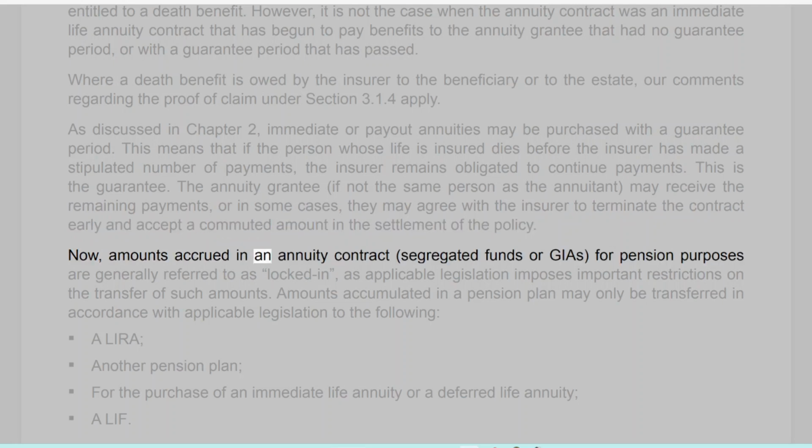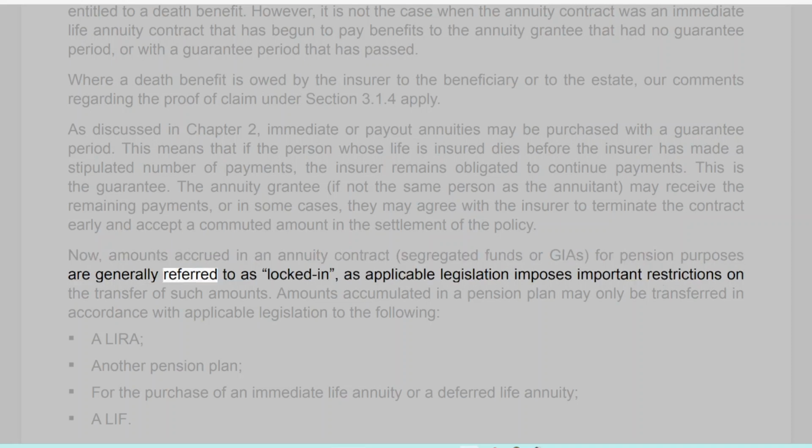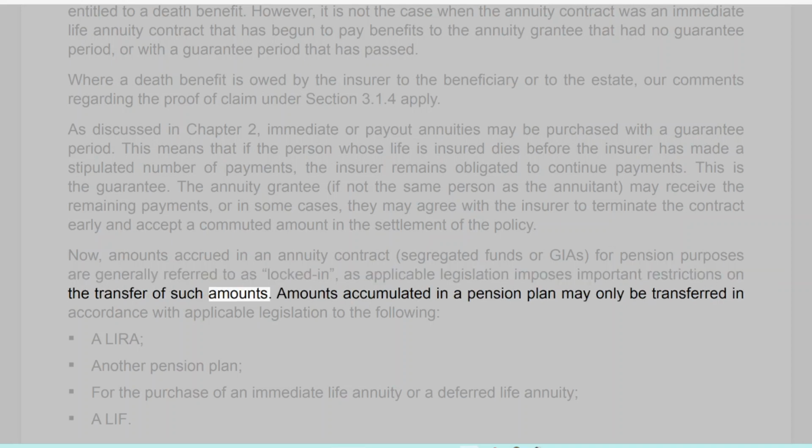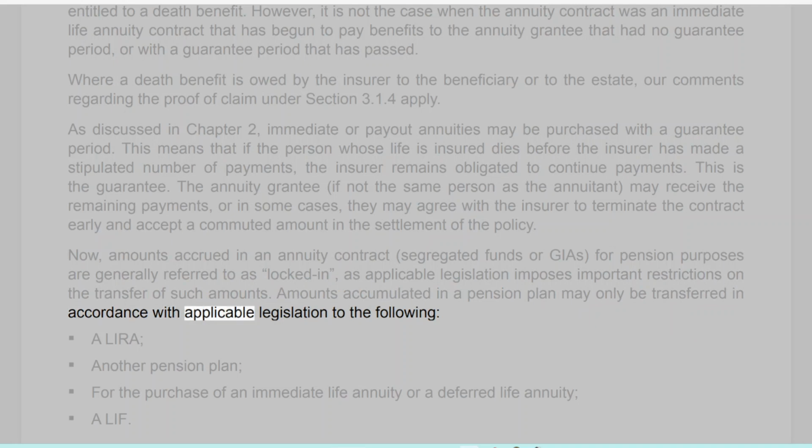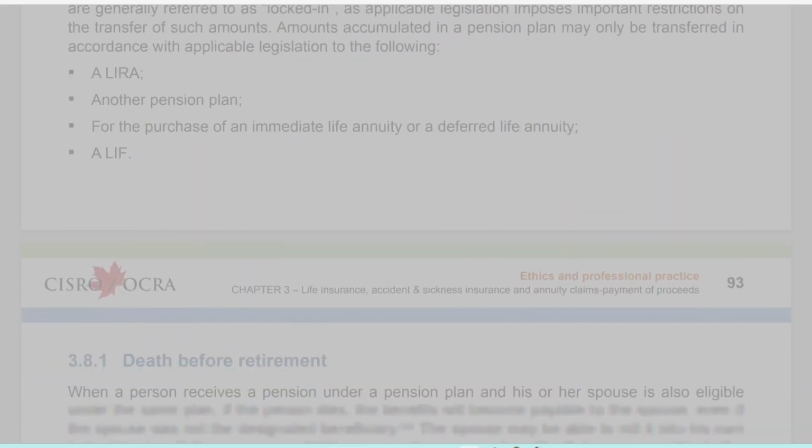Now, amounts accrued in an annuity contract, segregated funds or GIAs, for pension purposes are generally referred to as locked in, as applicable legislation imposes important restrictions on the transfer of such amounts. Amounts accumulated in a pension plan may only be transferred in accordance with applicable legislation to the following: a LIRA, another pension plan, for the purchase of an immediate life annuity or a deferred life annuity, or a LIF.